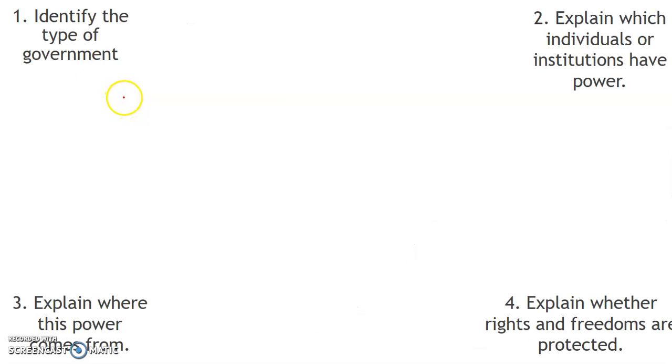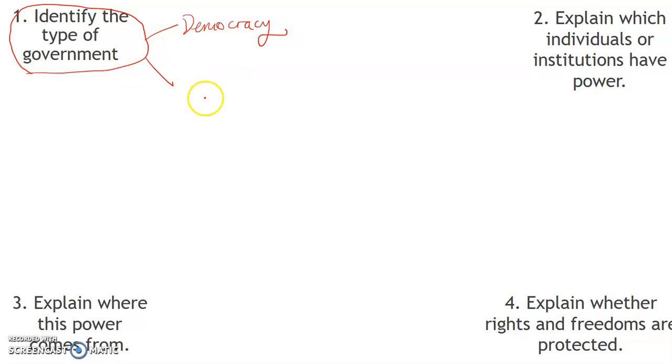So then what am I looking for when I compare systems of government? The first thing is I need to be able to identify the type of government. So I need to be able to say whether or not this is a democracy. Is it a dictatorship? Is it a monarchy? These different types of government, there's more detail within these categories that I can go into when I am comparing, but that's sort of my base level.